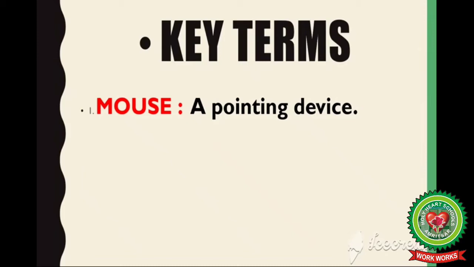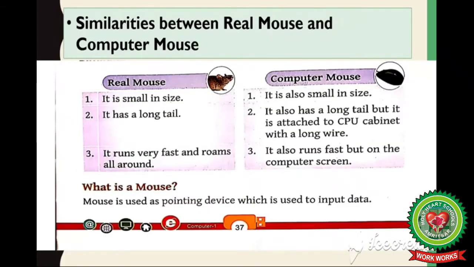Now students, open page number 37 of your book. So, our first topic is similarities between real mouse and computer mouse. All of you must have seen a mouse in and around your house. Computer also has a mouse which is similar to a real mouse in appearance.